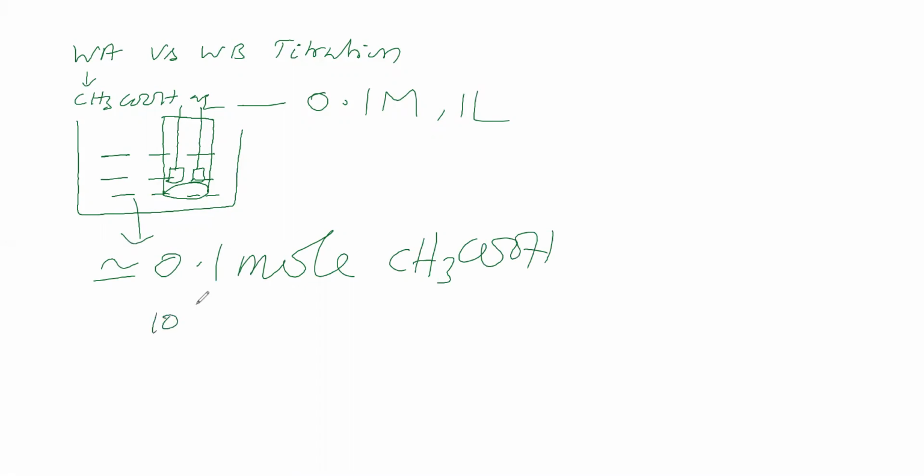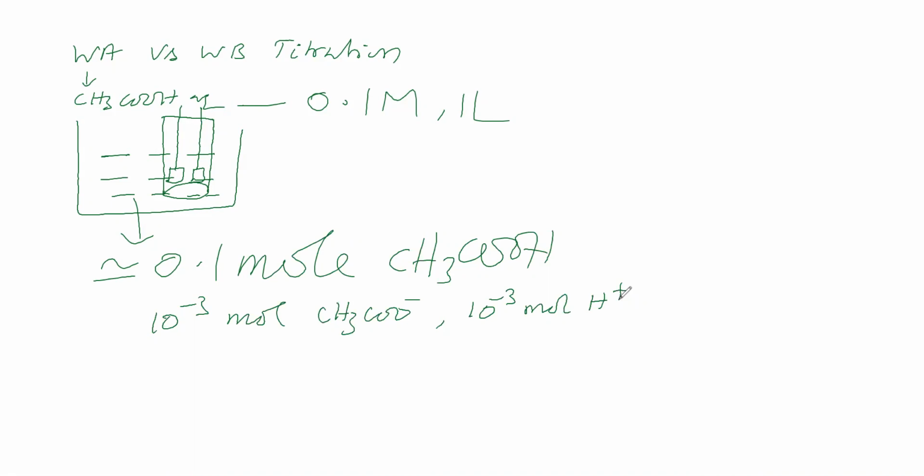Then 10 to the power of minus 3 moles of acetate ions will be there, and 10 to the power of minus 3 moles of H plus ions will be there. These ions are carrying current. From this we can get lambda m.